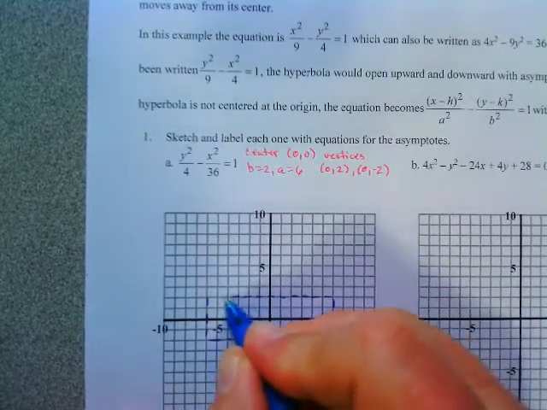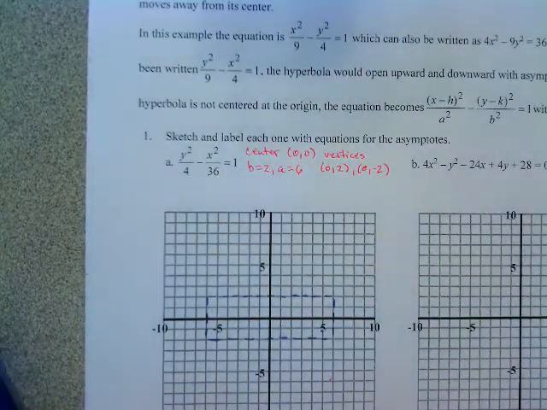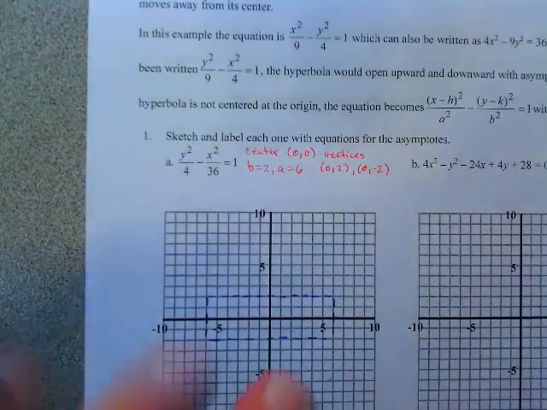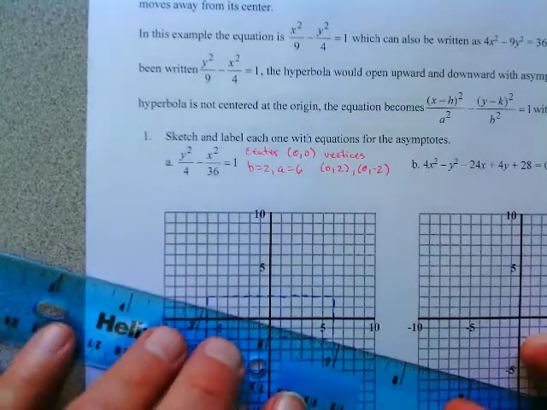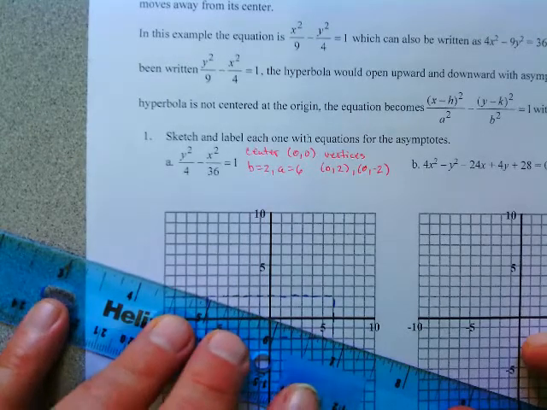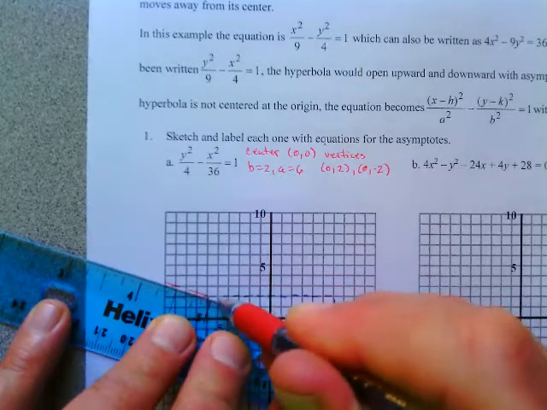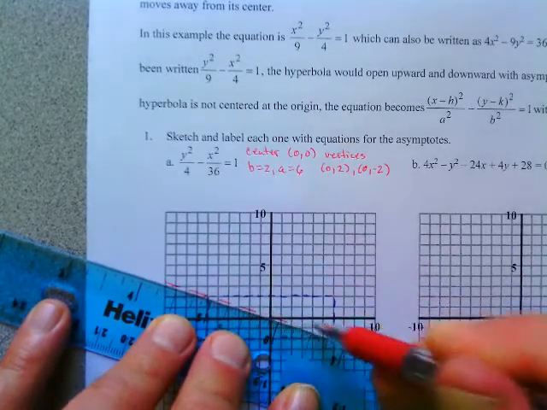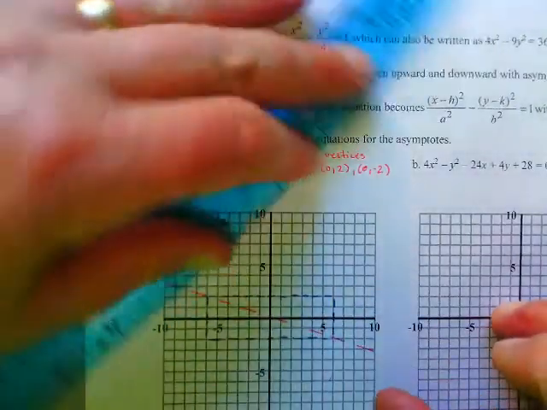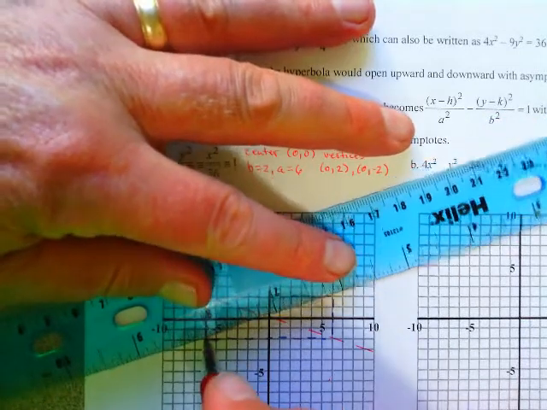One of the things I want to do when I'm doing hyperbolas is I always want to draw that box. Now I'm going to draw my asymptotes. My asymptotes have to go through the center of the figure and through the diagonal corners of the box. Again, I'm just going to dash these. There's one, and now the other.